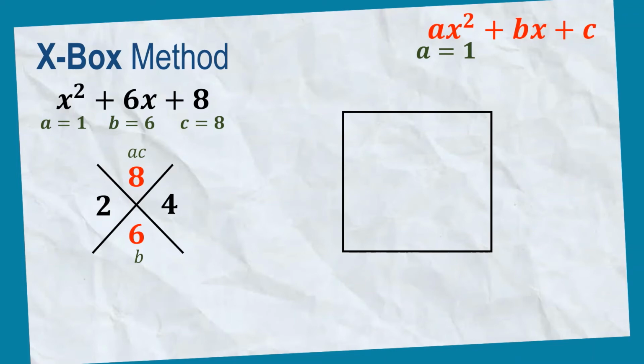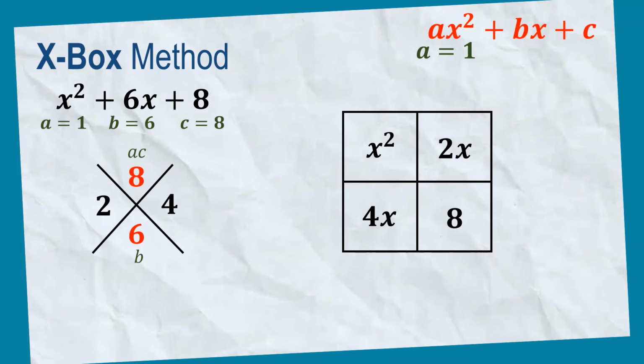After this method po, punta po tayo kay box. Hatiin natin ang kahon sa 4. Sa unang kahon, isulat po natin ang first term po natin which is x squared. At sa huling kahon, isulat po natin ang last term which is 8. At sa dalawang kahon po, isulat po natin ang naisip nating factors kanina which is 2 and 4 at i-multiply natin sa x. We have 2x and 4x.